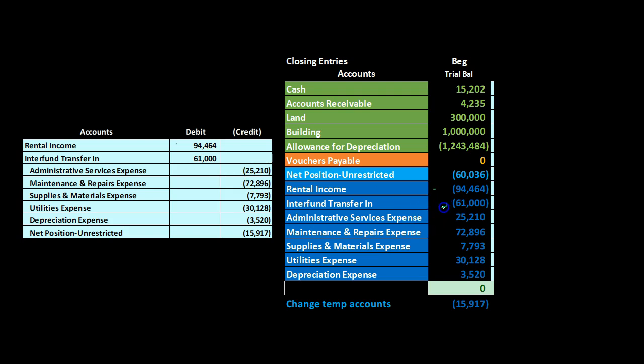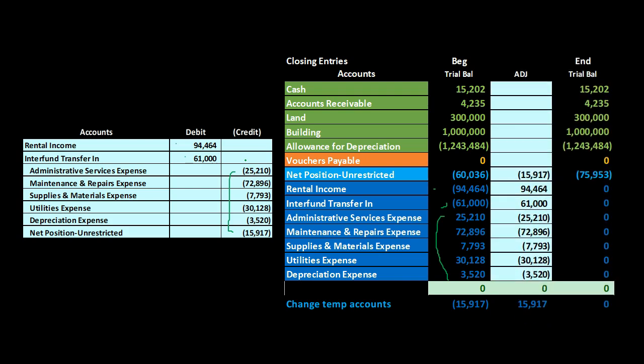We've got the interfund transfer in, acting like basically an income type of account. We're going to debit it to make it go down. And then we have all the expenses, the $25,210 down to the $3,520. Those being debits, we then, of course, crediting them to make them go down. And then the difference is going to go to the net position unrestricted, which is similar to basically the equity account, similar to retained earnings for a corporation, or to the capital account for a sole proprietor. So if we record this out, then we're going to say that the rental income started at the $94,464.